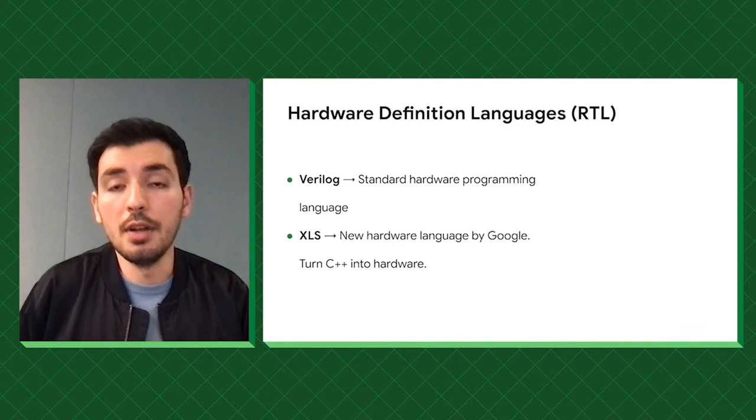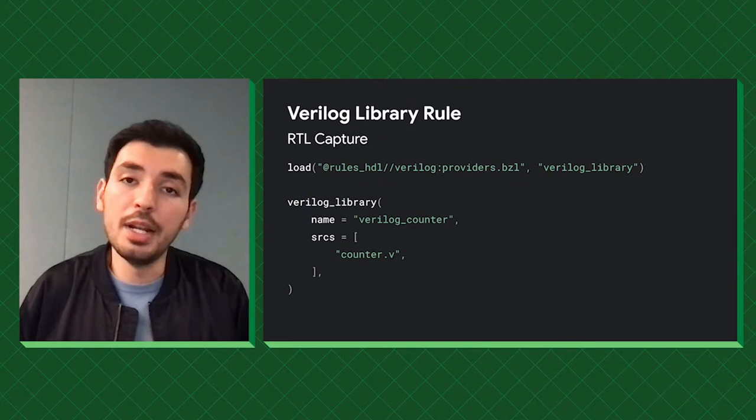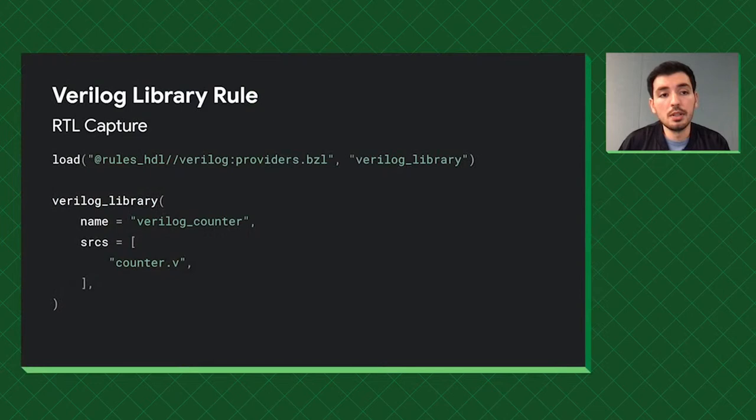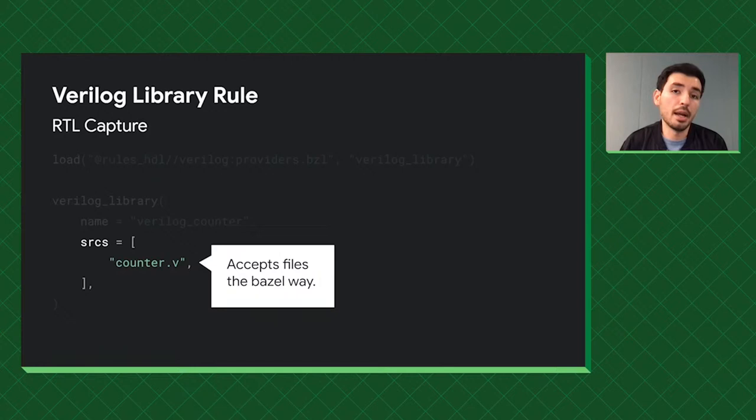So I want to show you a little bit how you can design your own hardware with our Bazel Rules HDL repo. Much like you would any Bazel rule, you load it and you can create a Verilog library. And so it takes sources the same way a CC rule or a Java rule would take them, and we aggregate them all into this library rule.